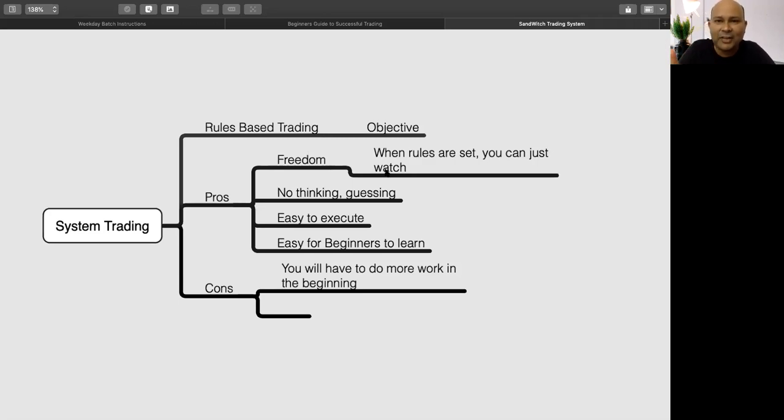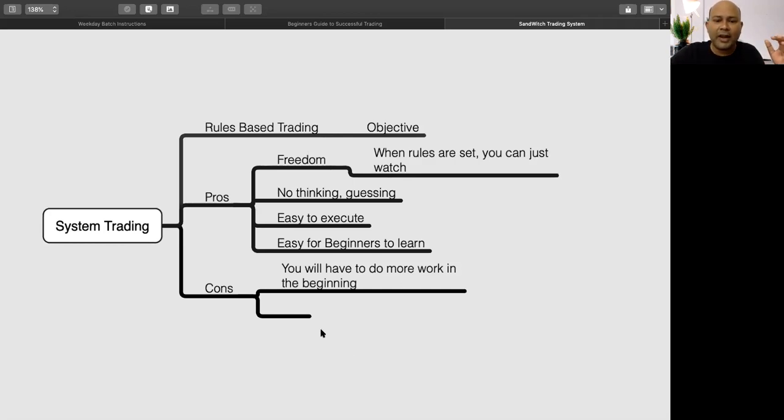It's easy to execute in the sense that you have strict rules set, and you can just enter, exit, and all of that. We'll get into that. It's also easy for beginners to learn, because you don't have to get into complex analysis paralysis and all of that stuff.